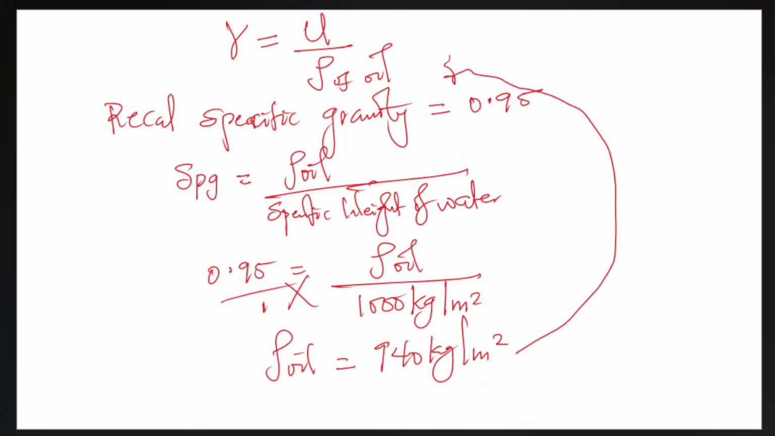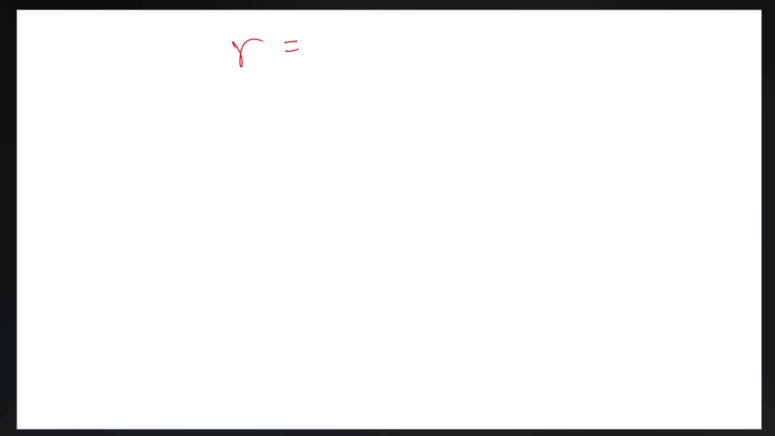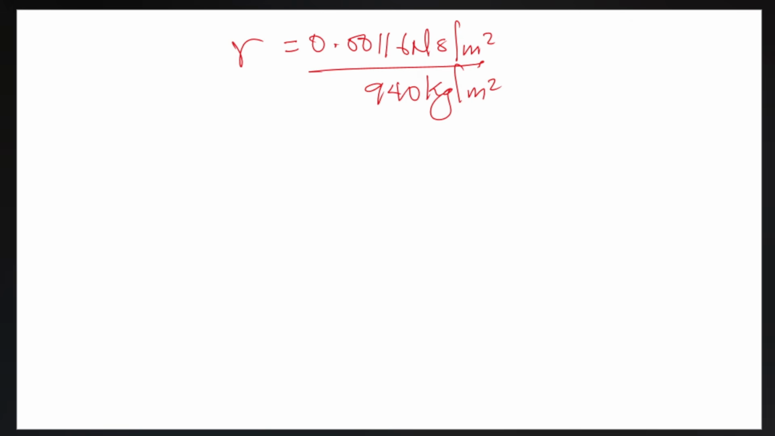Are we together? So you have that your kinematic viscosity will now be equal to your dynamic viscosity, which was given to be 0.00116 Newton seconds per meter square, divided by 940 kilogram per meter square. And what will you get? You will simply arrive at the answer to be 1.2340.